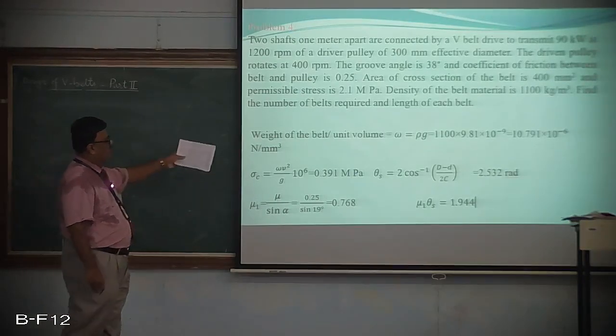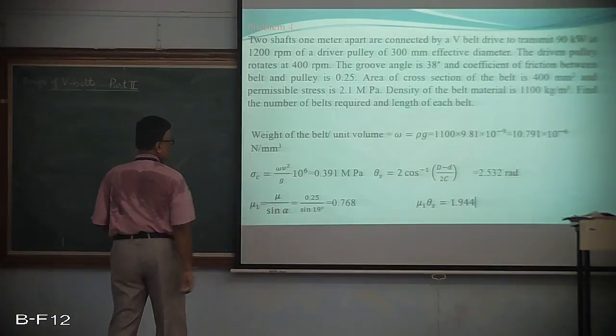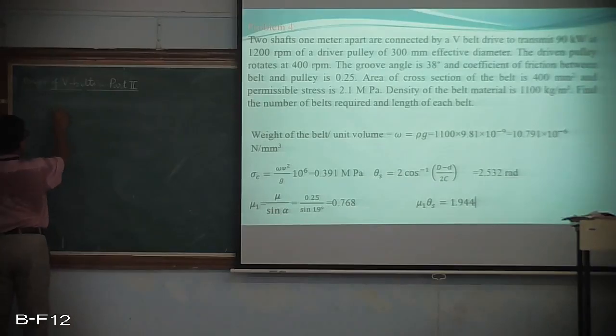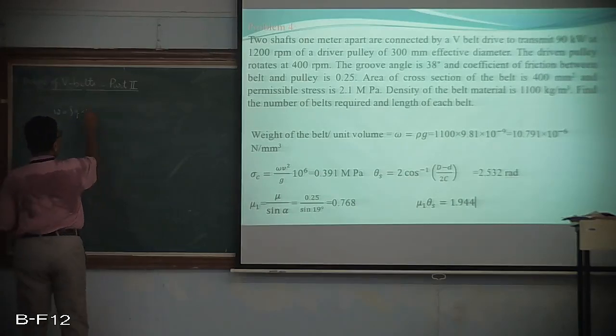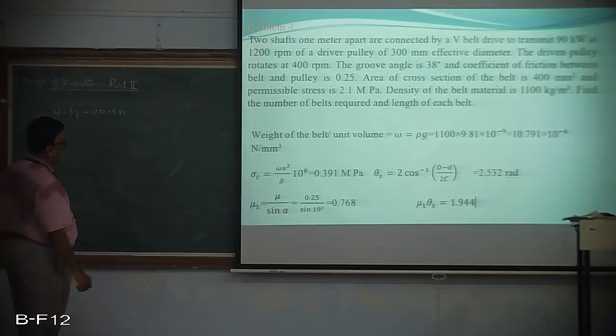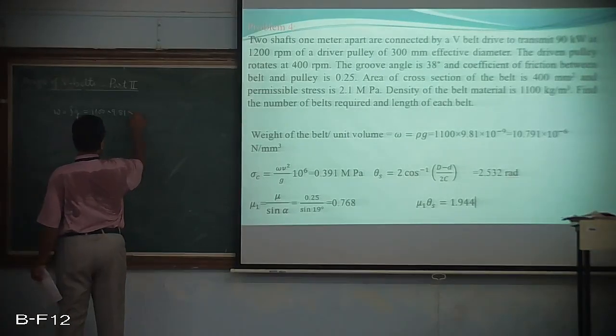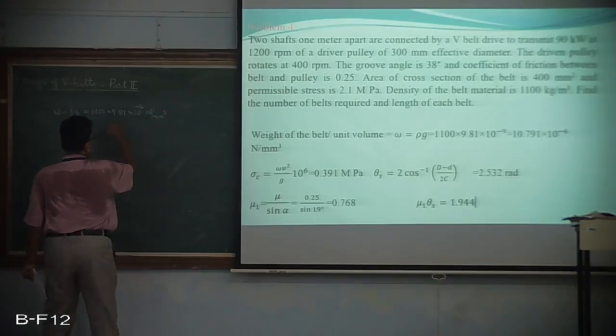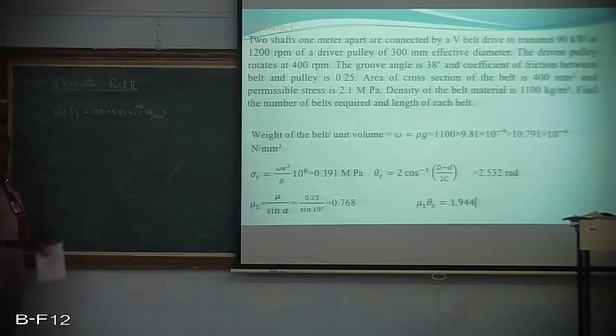Okay. So first, as you look at this calculation, we need to find out the weight of the belt per unit volume, that is w. w needs to be found out by rho into g. The rho is given as 1100 into 9.81. Of course the unit conversion needs to be done. When you want to convert this into equivalent Newton per millimeter cube, because otherwise you will get Newton per meter cube.